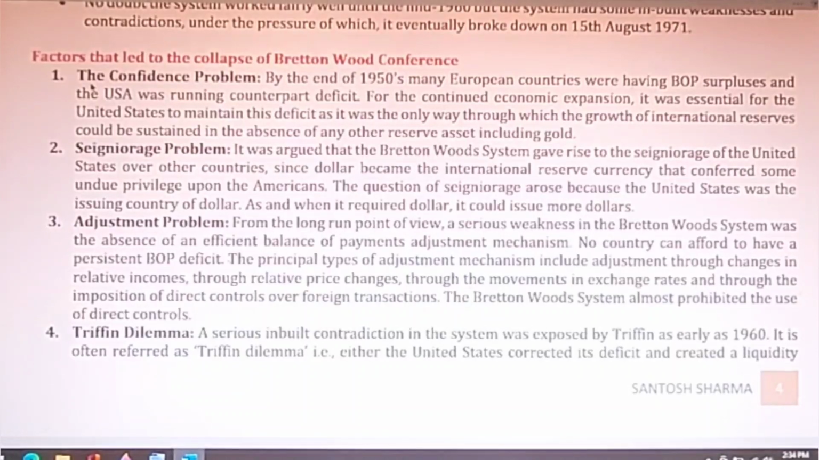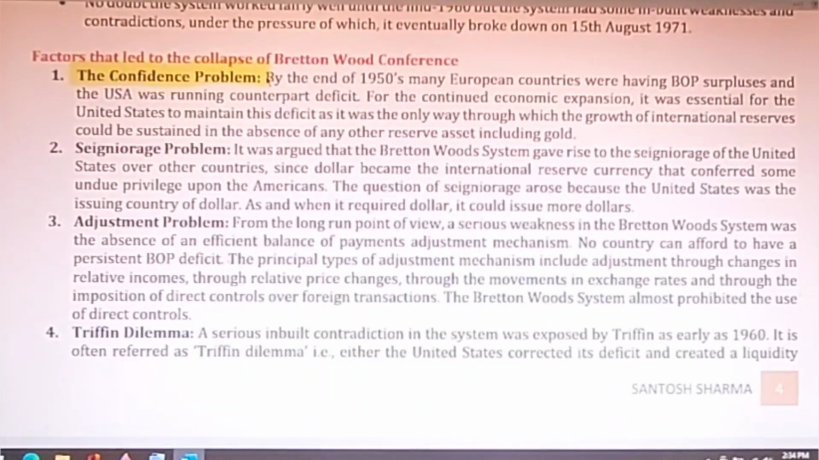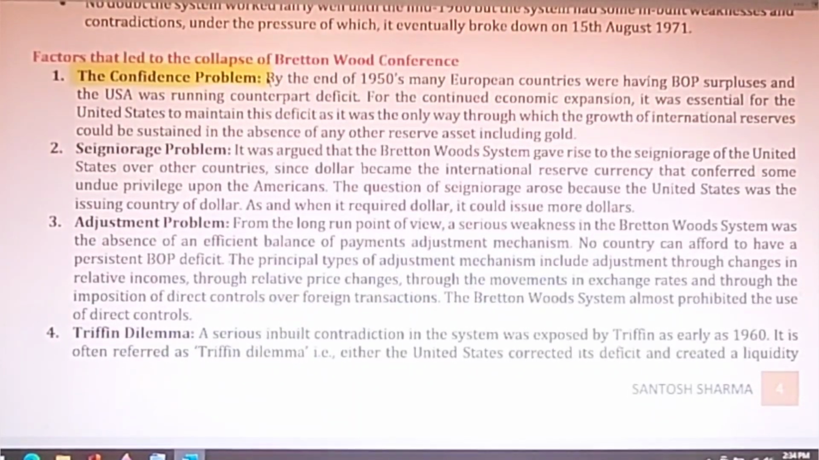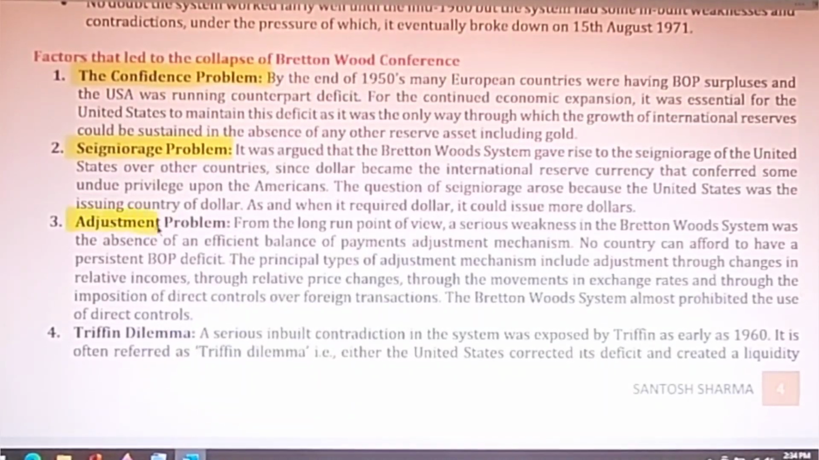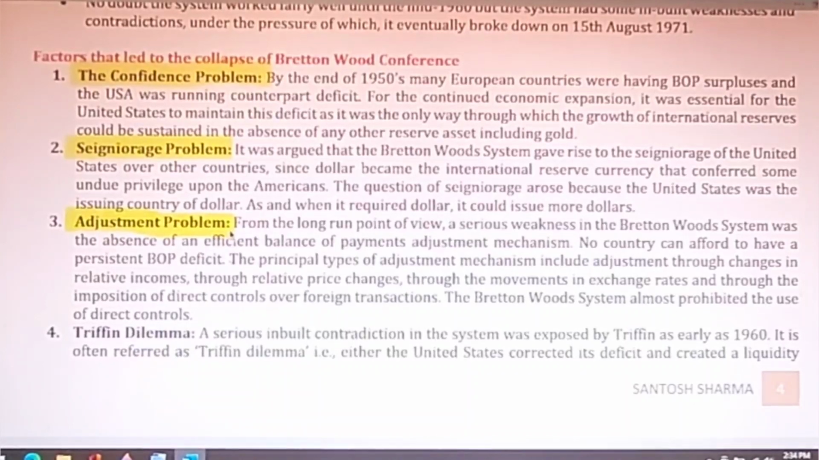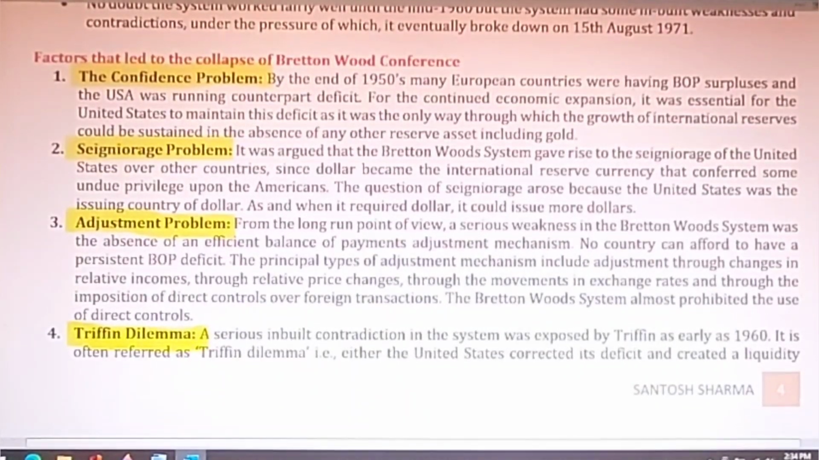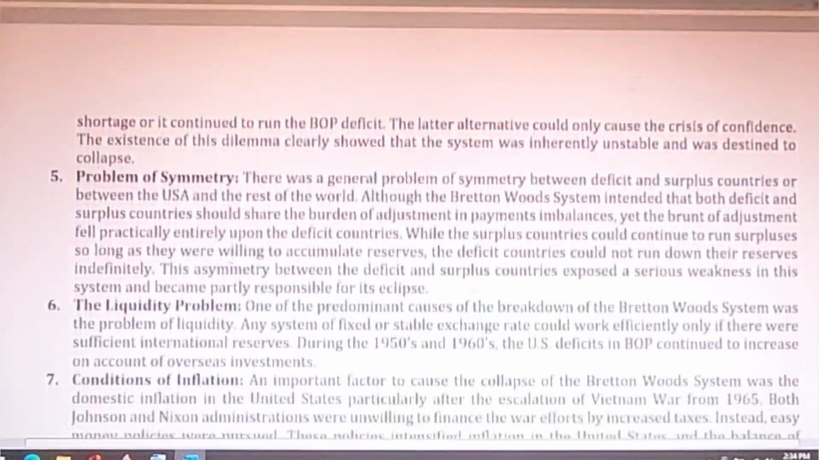I have written a few reasons, like the confidence problem, because most of the countries lost confidence in the Bretton Woods conference, because basically it was dominated by America, so that was one of the problems. Then the Sino-Rich problem was there. There was a problem with adjustment of currency, dollars, and there is a dilemma called the Triffin dilemma. So that also affected the collapse of this conference.